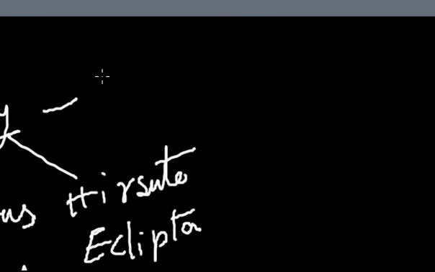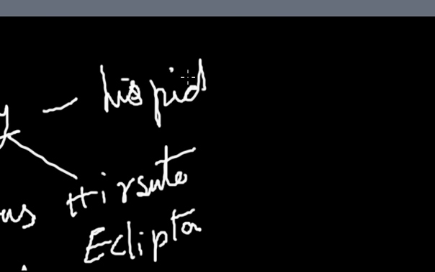Another subdivision, again dealing with the presence of hairs, is what is called hispid, and here the hairs are quite bristly. I mean, it looks like bristles, and a good example is cucurbita.